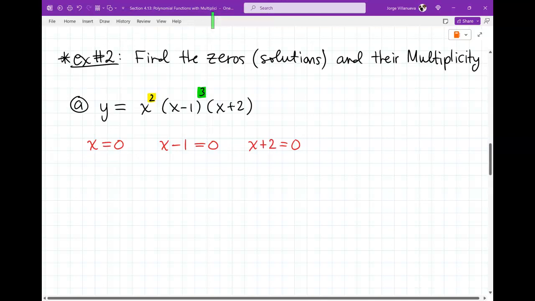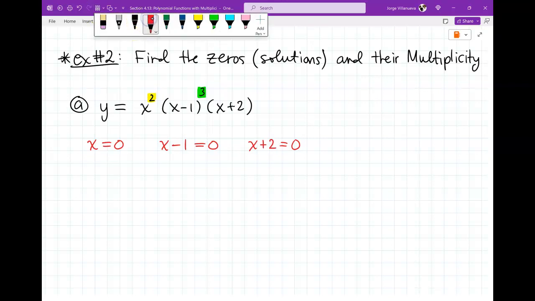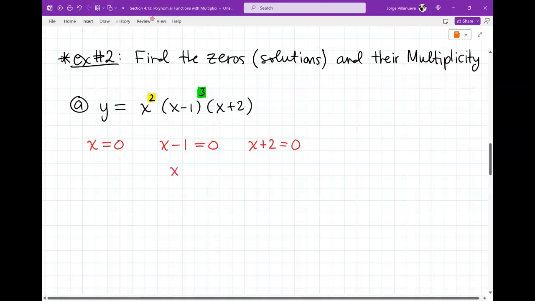Also, x plus 2, right? We just can't see it. There's a power of 1 on the x plus 2, isn't there? So that one would have odd multiplicity as well. But let's go ahead and solve. Do I have to do anything to solve x equal to 0? No. What about x minus 1 equal to 0? What do I get? 1. And the other one, I would get x equal to negative 2.